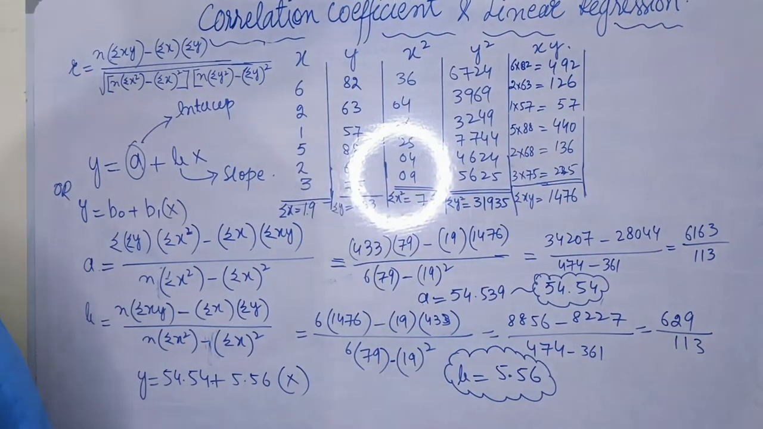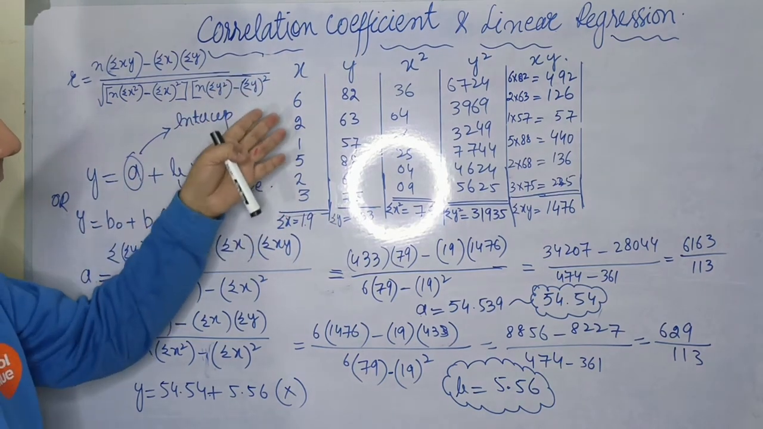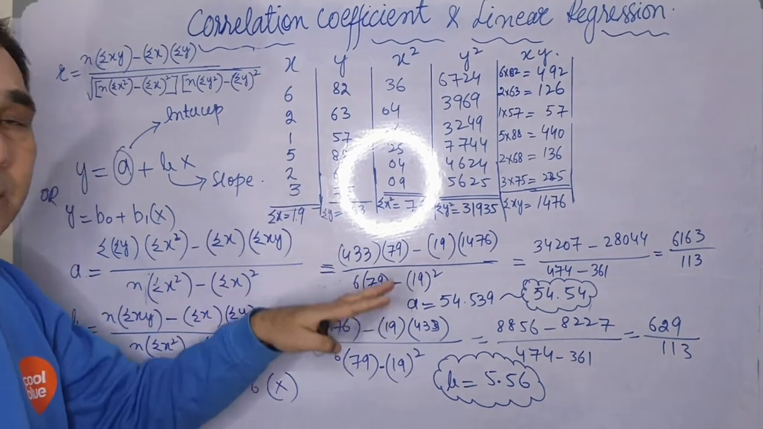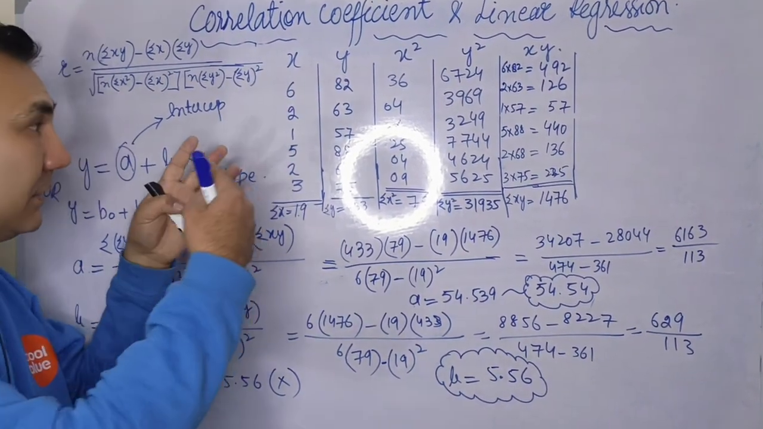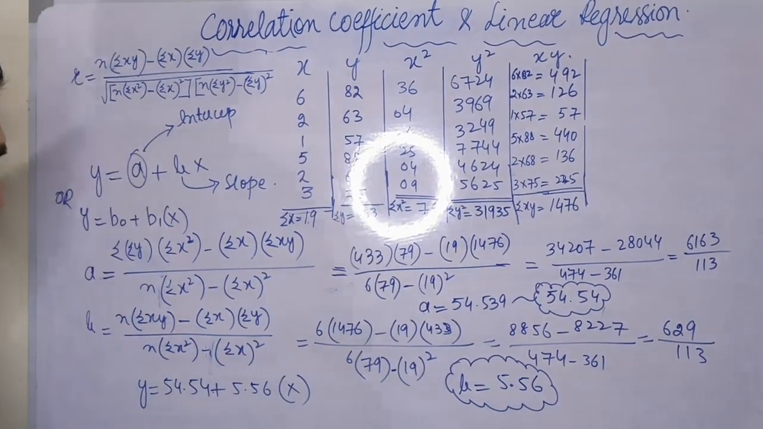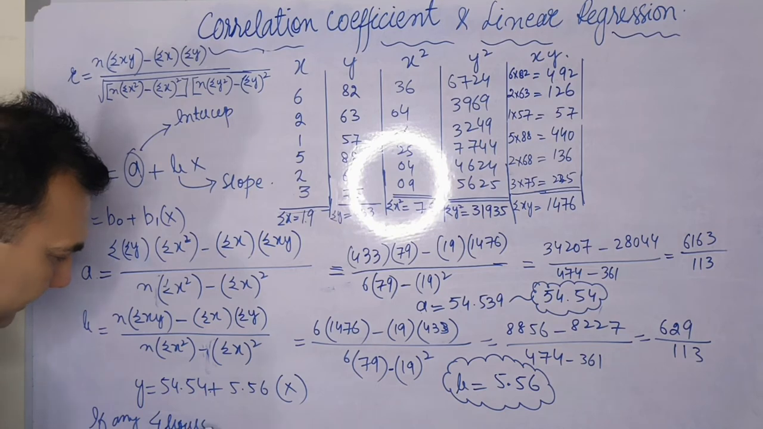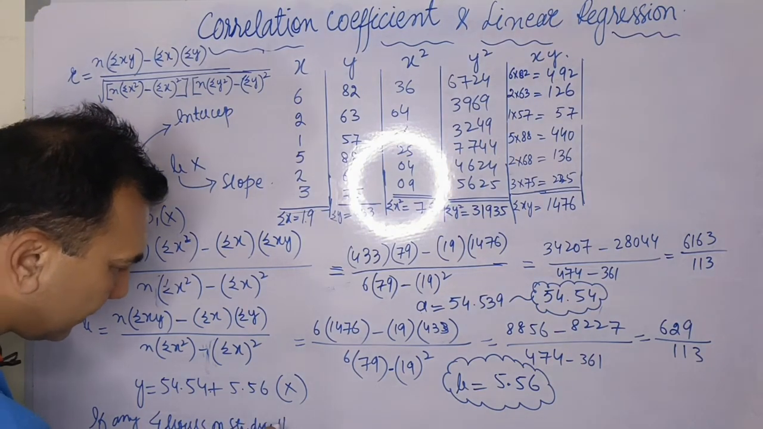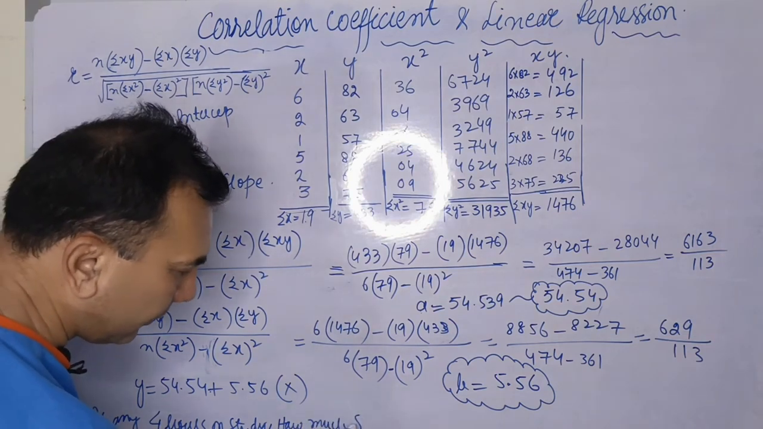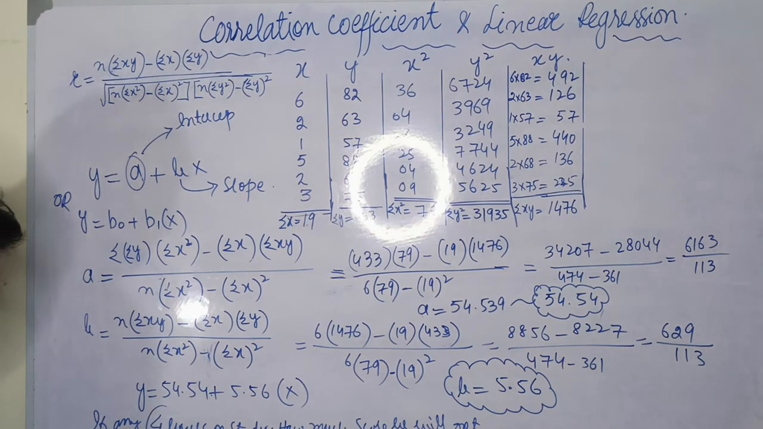Now if the examiner asks about the hours written over here, 6, 2, 3, 4, 5, 6 and 3 hours, different hours they are spending. If you look at the raw data, those students who spend more hours on the study get good scores. So if any student spends 4 hours on the study, how much score will he get? Now we will put the value of 4 hours, which is the value of X.